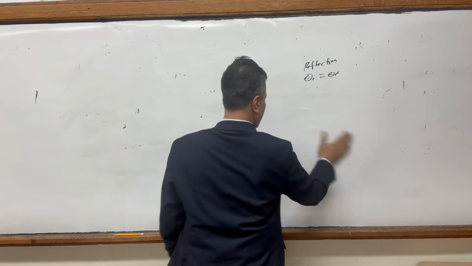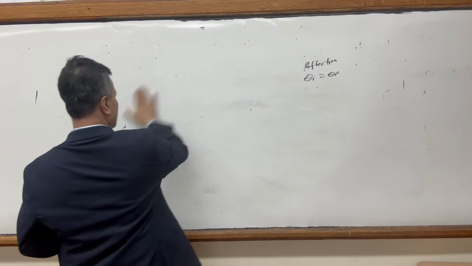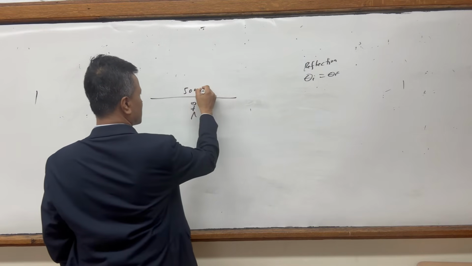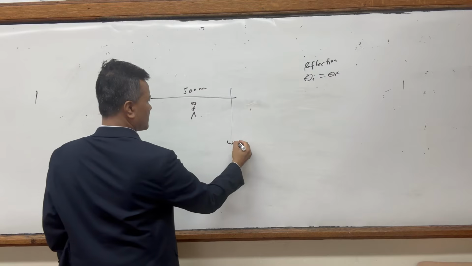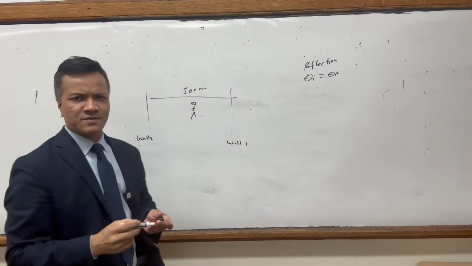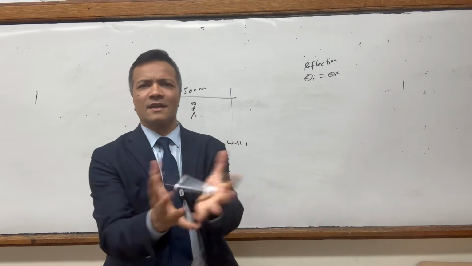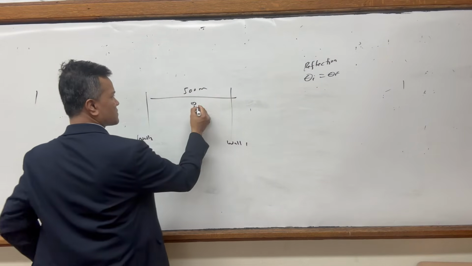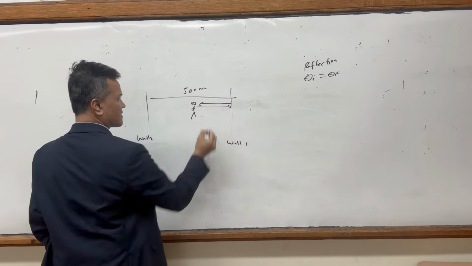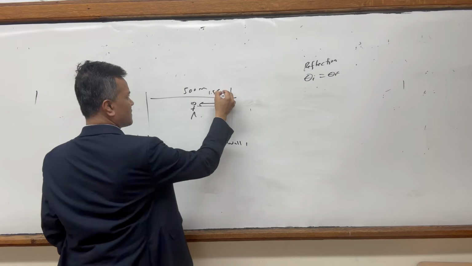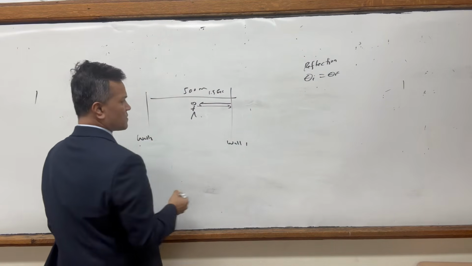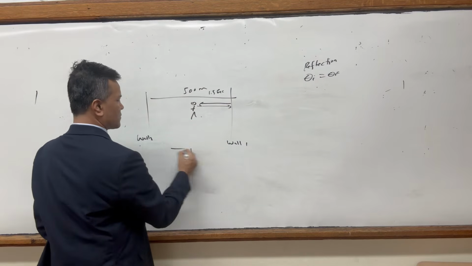Okay, another problem. Let's say Mr. Bari is in the middle of, I don't know, a 500 meter wall. This is wall 1, wall 2. And then he claps. So if he claps, it goes as an incident ray and then a reflected ray. It takes 1.5 seconds for him to hear the echo. What is the distance? Again, we're going to find the distance two different ways.